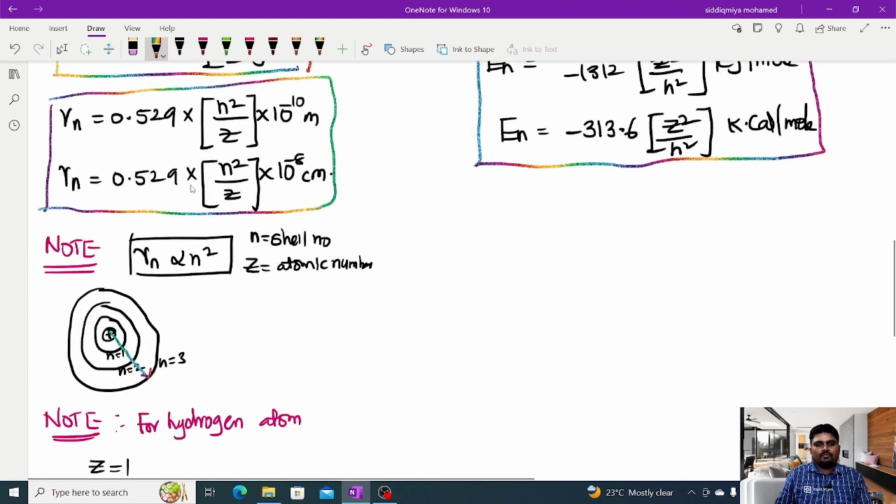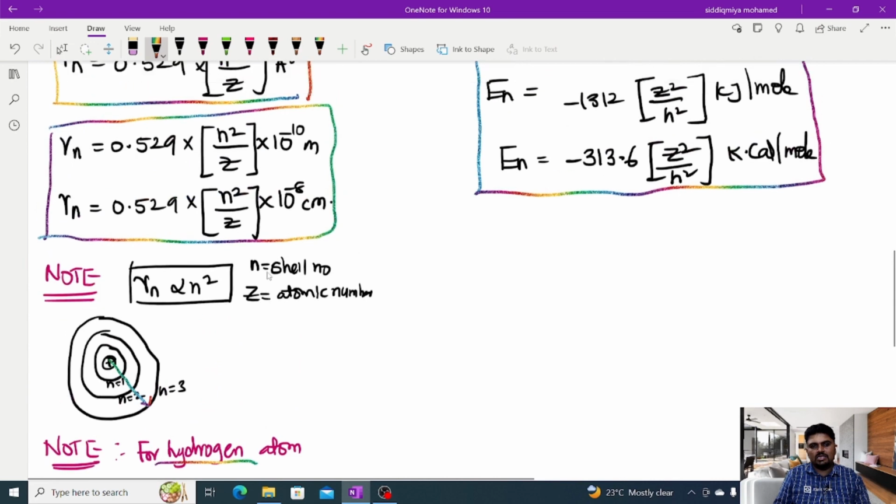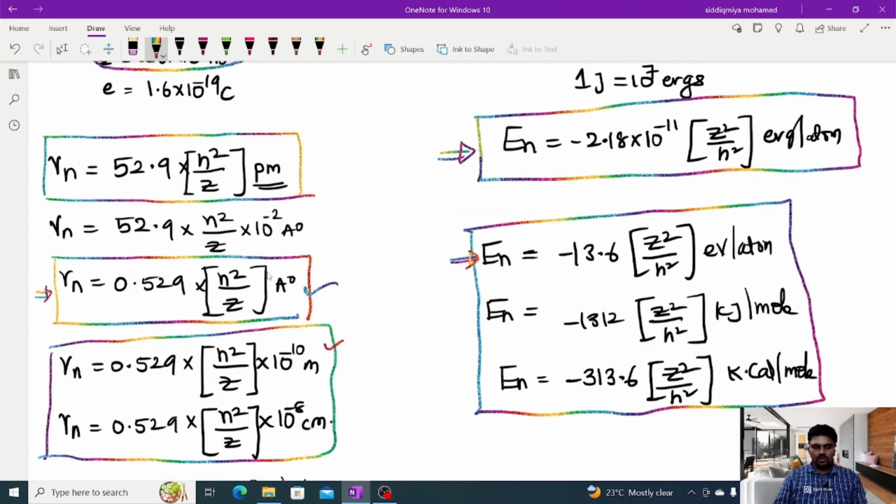In books and some materials, they have given it for the hydrogen atom alone. Students remember only this formula, and sometimes they will ask you for the lithium second orbit. If they ask for radius, they will put n, they will leave out Z, because they might not know these formulas. So always remember n square by Z for radius. You have to remember radius of an orbit is equal to 52.9 into n square by Z picometer.